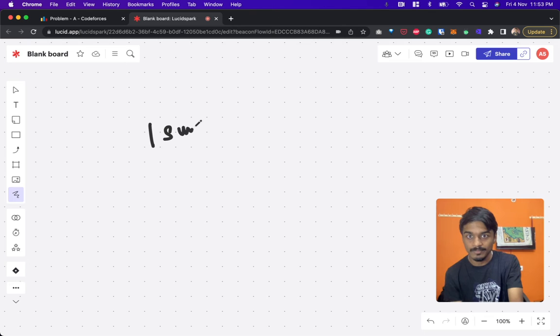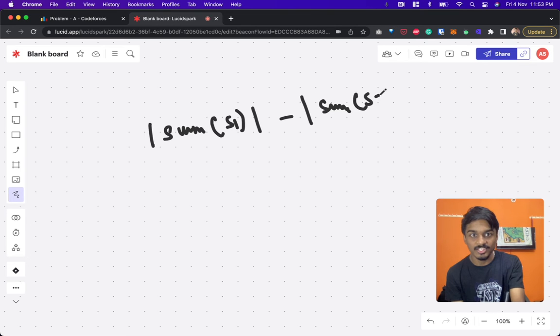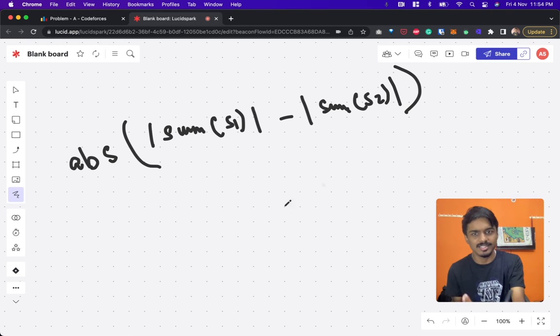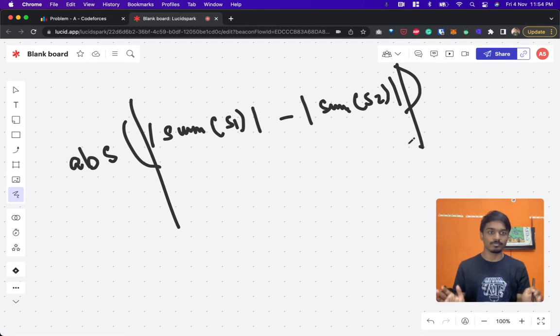mod of sum S1 minus mod of sum S2, if it needs to be maximum, we just see the magnitude, that is the absolute value of both of these. That is, generally speaking, mod of sum S1 minus mod of sum S2. That's it. It is very simple.